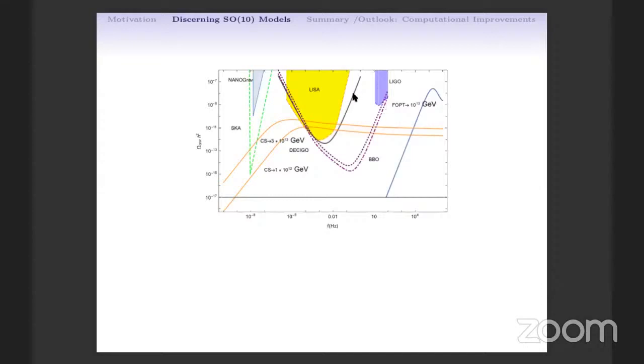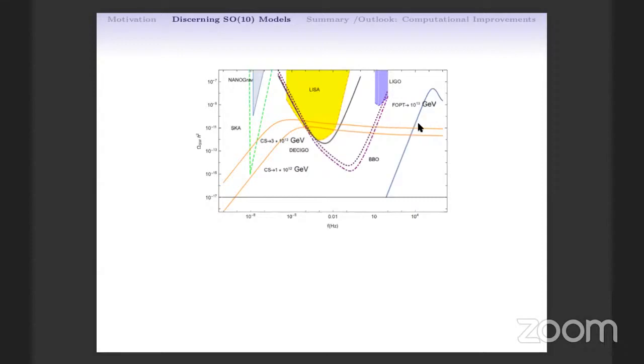So in this model, these cosmic strings will appear between these scales, 10 to the 13 and 10 to the 12. So it's within this band that we expect to see them. So you see NANOGrav has not seen this. SKA can see that. LISA can also see that.